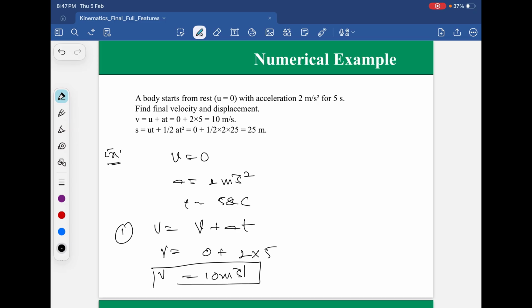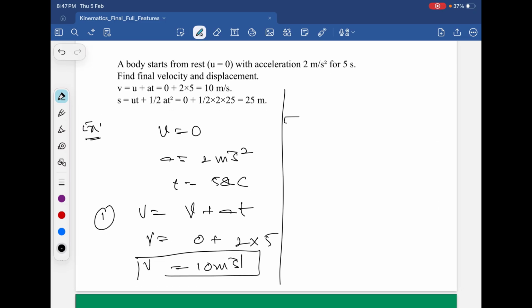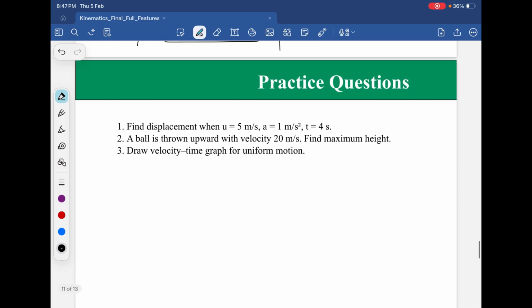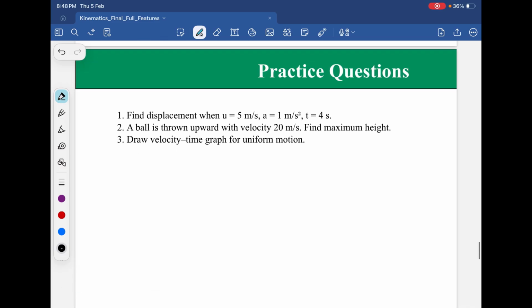And if you ask for displacement after t seconds, what is the formula? ut plus half at square. Starting from rest, this term becomes 0. So half a, where a is 2 given, and t square is 5 square. You can simply take 25 meters. Okay, so you can solve basic equations. And now as practice you can take these questions, and solve simultaneously along with me also. Velocity is given, acceleration and time, you can find it by the direct formula, ut plus half at square.